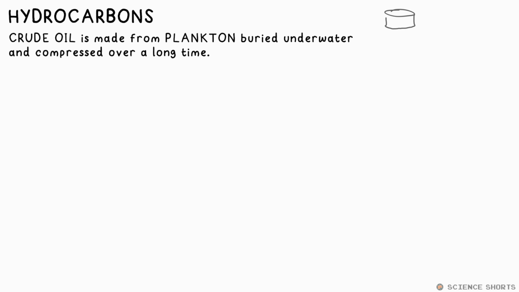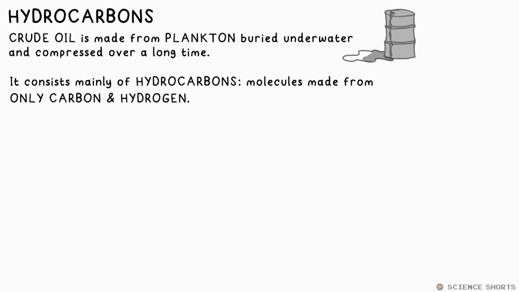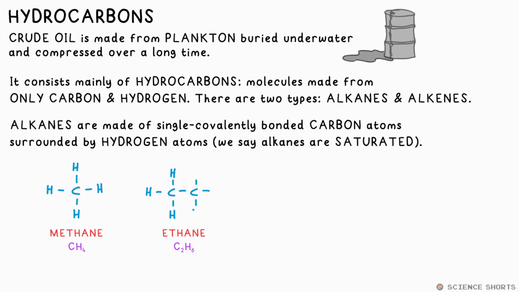Organic compounds are those that have carbon forming the backbone of the molecules. Crude oil can be found underground and is the result of plankton being buried underwater a long time ago. It consists of mostly hydrocarbons, that is, molecules made up of only carbon and hydrogen atoms. Most of these are alkanes, which are chains of single covalent bonded carbon atoms surrounded by hydrogen atoms.